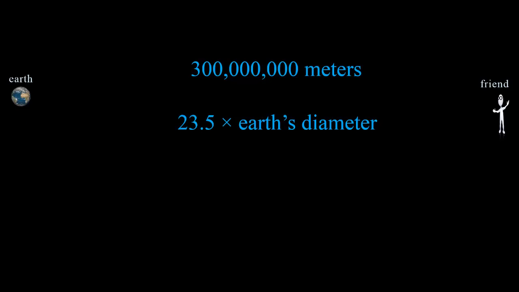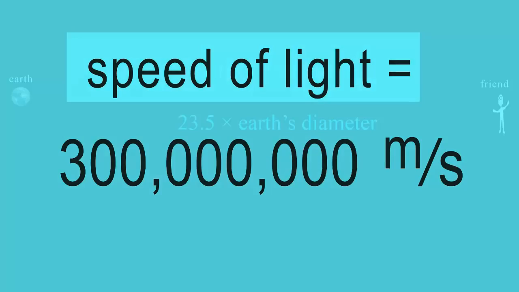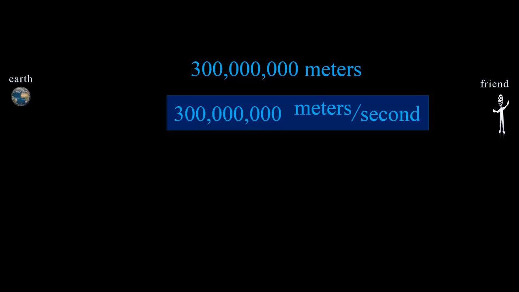How long would it take your friend to see a single wave of light emitted from your red laser? Well, the speed of light happens to be 300 million meters per second. And so it takes 1 second for the flash of red light to reach your friend. Interestingly, when your friend sees the light, they actually are seeing what you did 1 second in the past.